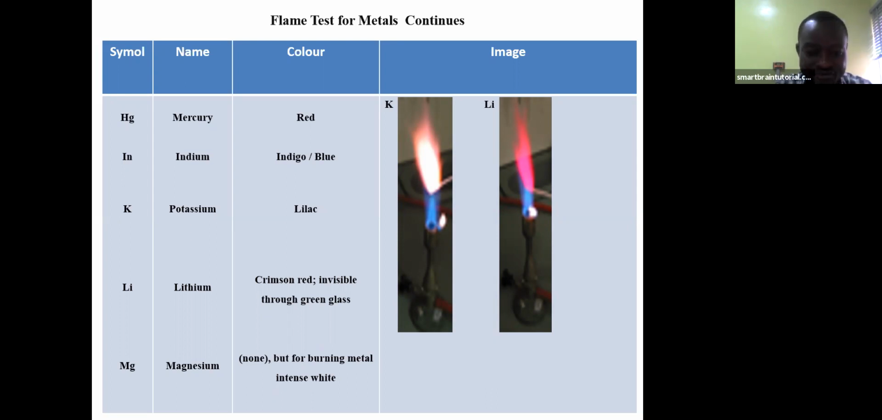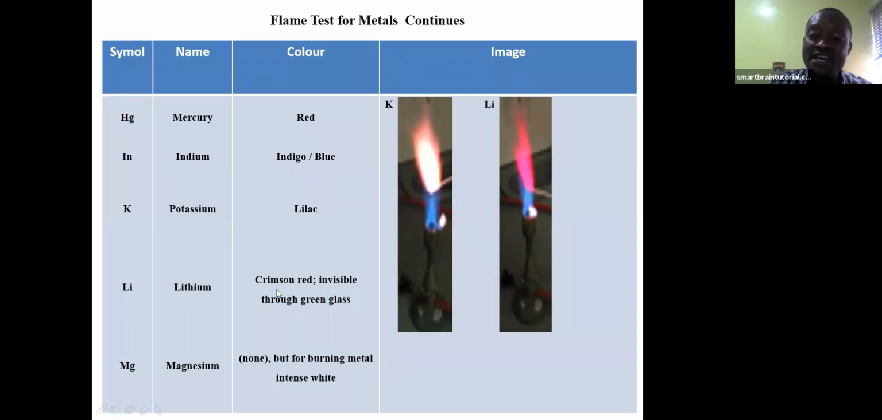Then magnesium, but it will not give any flame. But for burning metal, intense white. Magnesium originally wouldn't give you any flame. But when you expose it to a burning metal, it will give intense white flame.